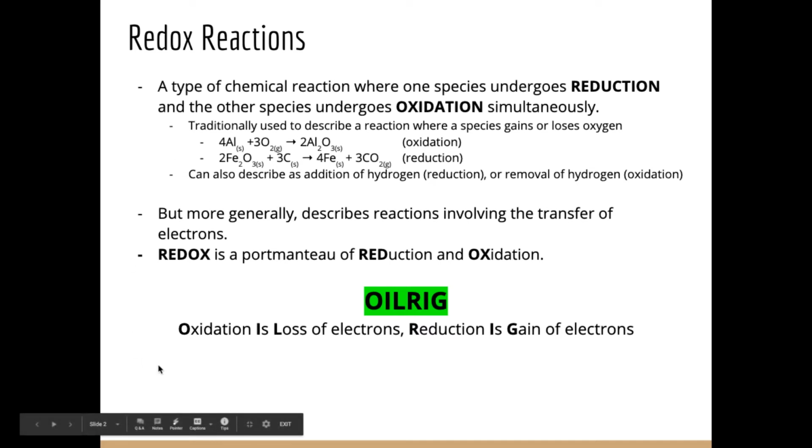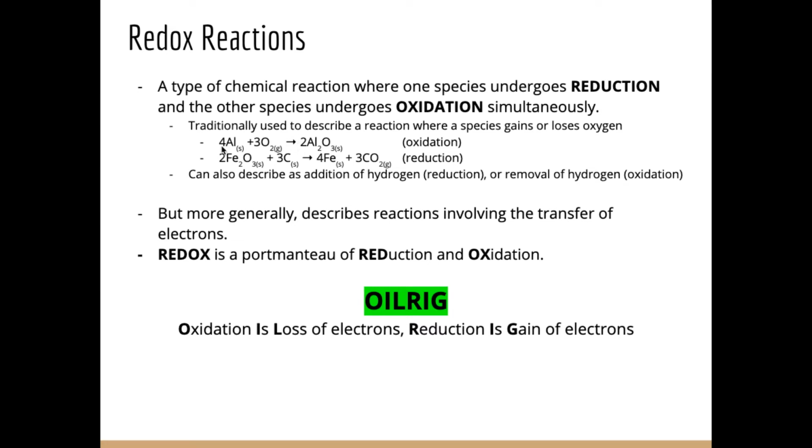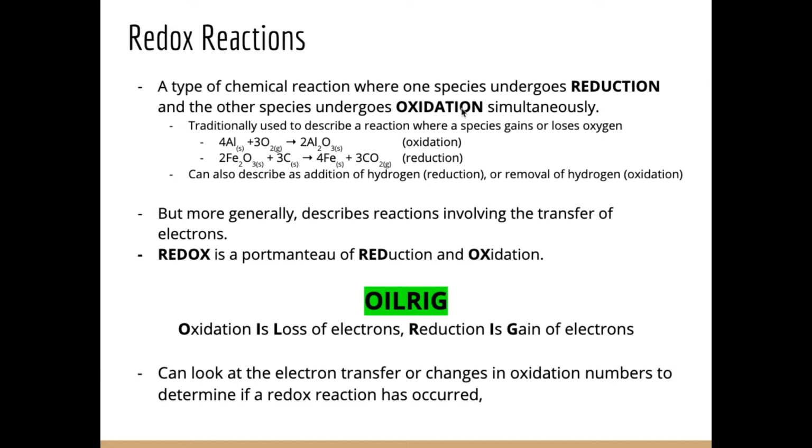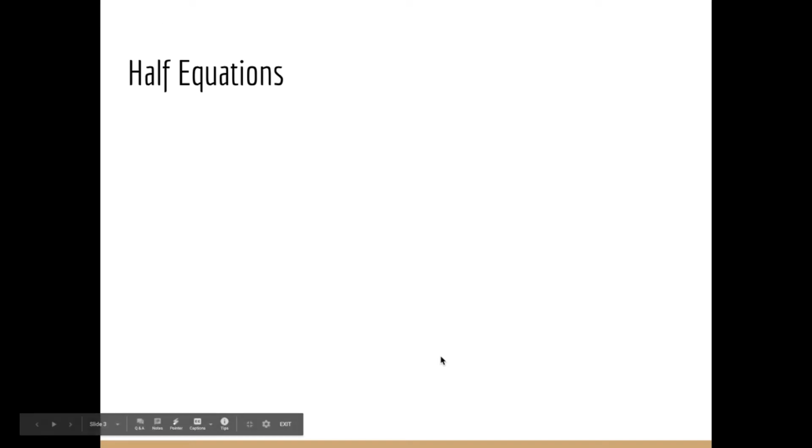So all these three descriptions in terms of gaining or losing oxygen, gaining or losing hydrogen, or gaining or losing electrons, they all describe three different things, but they're all the same type of reaction essentially. So if we looked at the species being oxidized and reduced up here when we're gaining and losing oxygen, they're also fulfilling this definition down here with the idea of gaining or losing electrons. So redox reactions, reduction and oxidation occurring simultaneously. Oxidation is a species that's losing electrons, reduction is the species that is gaining electrons. And we can look at the electron transfer or changes in oxidation numbers to determine if a redox reaction has occurred. That will make more sense in just a moment.